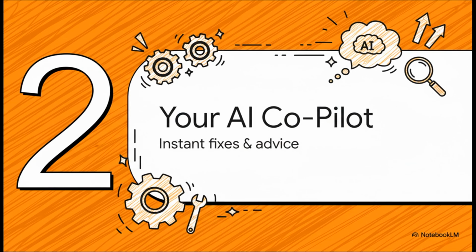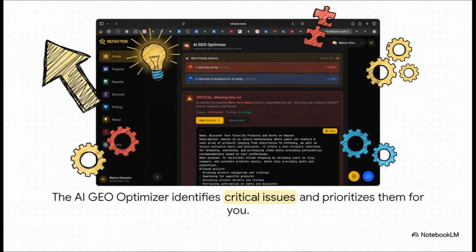Now, understanding the score is one thing, but actually fixing the problems, well, that's where the AI Copilot comes in. And honestly, this is where things get really, really cool. The AI Geo Optimizer is basically your secret weapon. It doesn't just overwhelm you with a giant list of issues. No, it intelligently finds the most critical problems, and, this is the best part, it prioritizes them for you, showing you exactly which fix will give you the biggest bang for your buck.